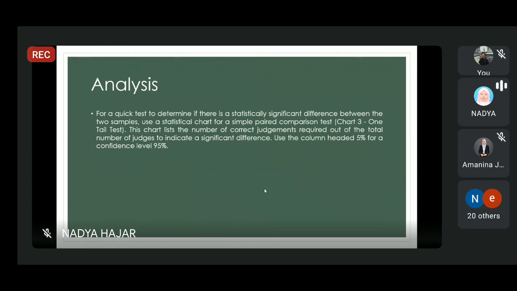So for the analysis, for a quick test to determine if there is a statistical significant difference between the two samples, use a statistical chart for a simple paired comparison test. Okay, kita guna chart yang sama macam tadi. One tail test, sama macam duo trial test. This chart lists the number of correct judgment required out of the total number of judges to indicate a significant difference. Use the column headed 5% for a confidence level 95%.